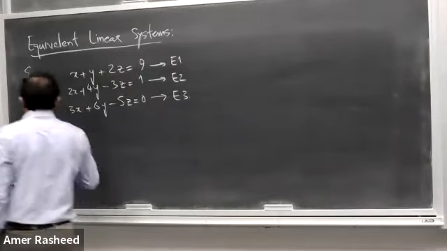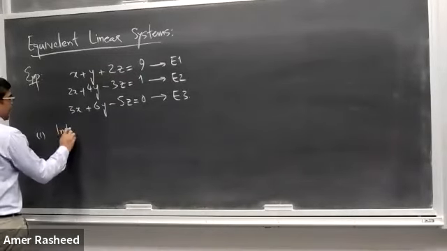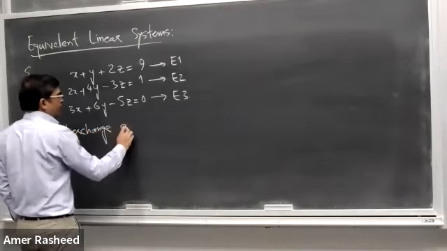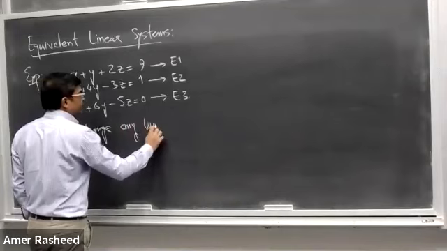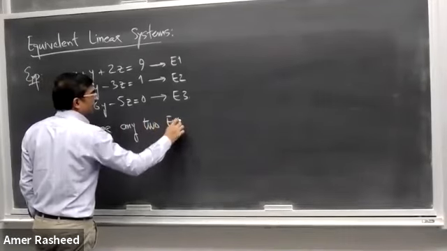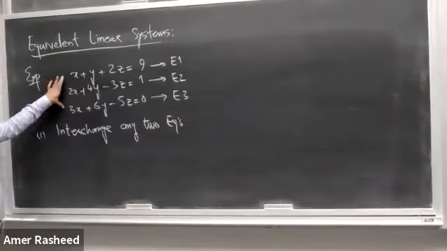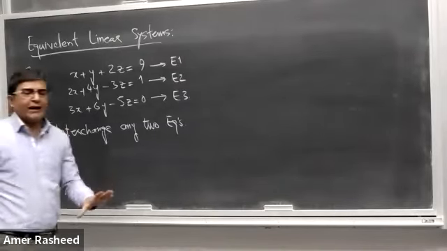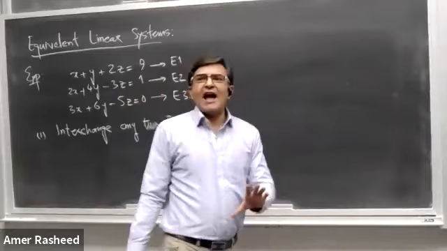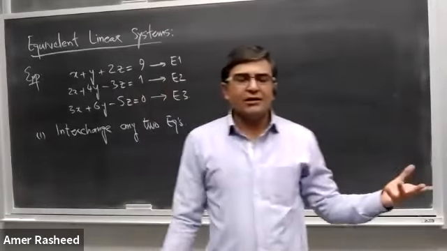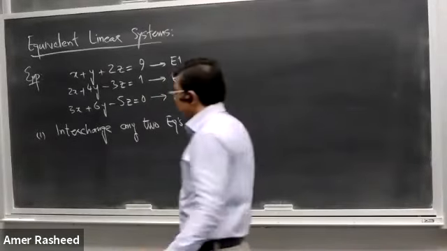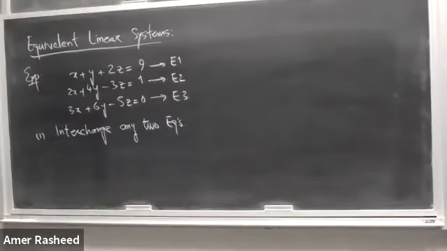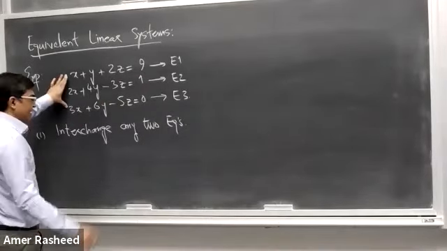For example, we can interchange any two equations. This will not affect the solution of a linear system. The resulting linear system which we obtain will definitely have the same solution as the original linear system. So this operation doesn't change anything. The solution would remain the same.